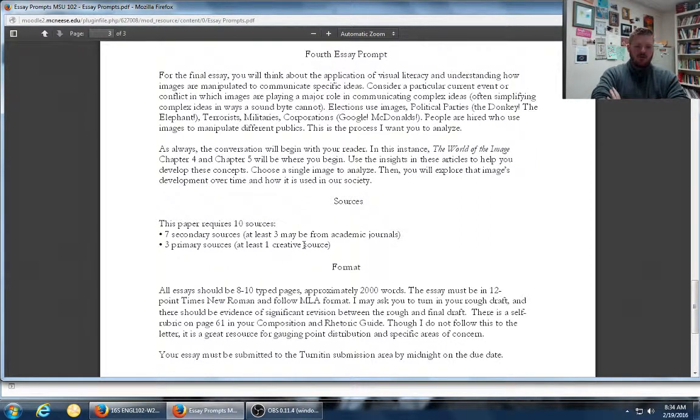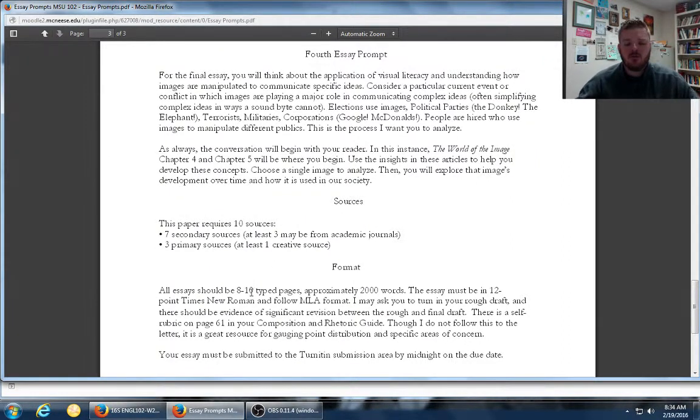Again, this is going off chapter 4 and chapter 5 of the reader. So some of your sources can come from that, but 3 have to come from academic journals for that one. It is one of your larger papers, but it is worth a lot more. It's worth almost double what your earlier papers are.